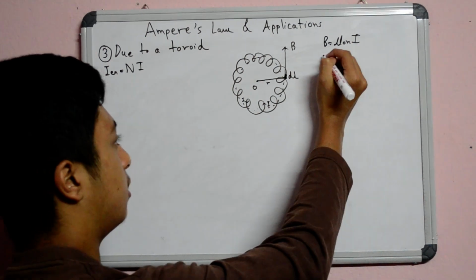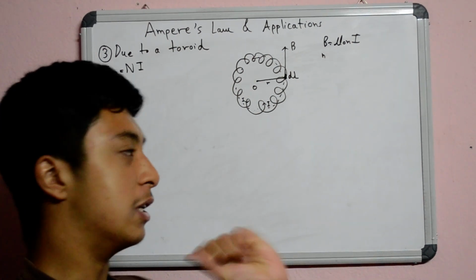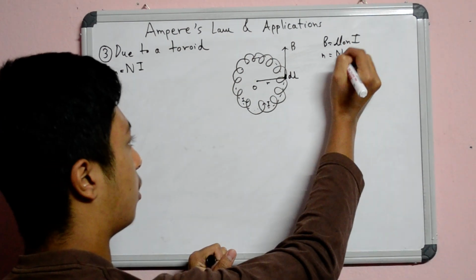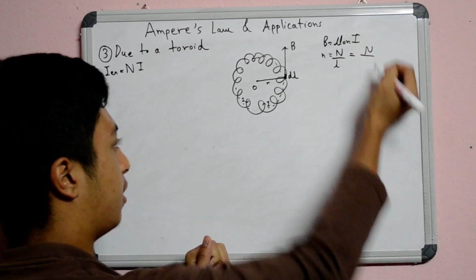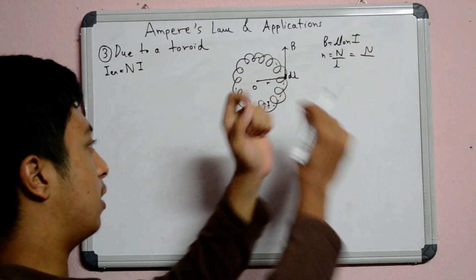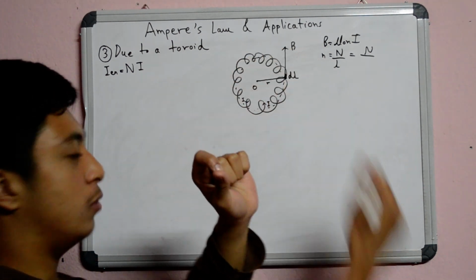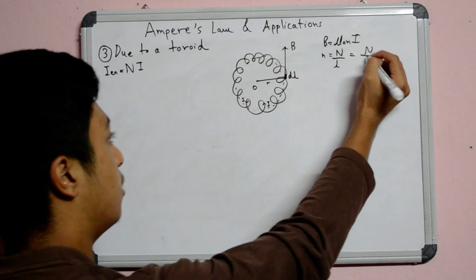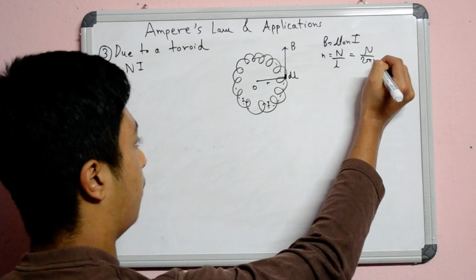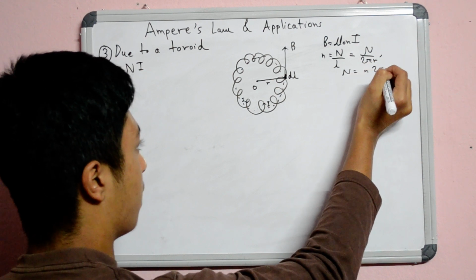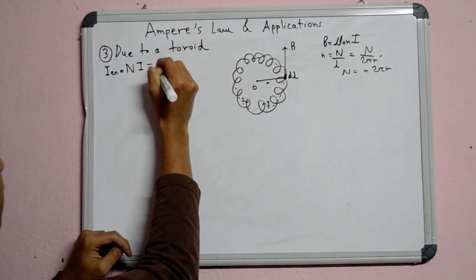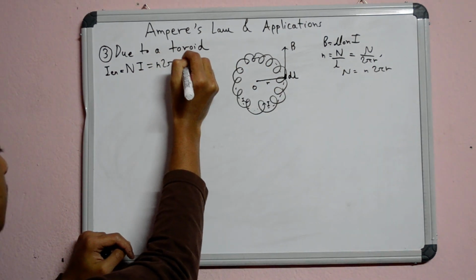Now let's take the number of turns per unit length, which is total number of turns divided by unit length, which is n. Here the unit length is the length of this whole toroid, which is its circumference, which is 2πr. So N is equal to n·2πr. So the enclosed current is n·2πr·I.